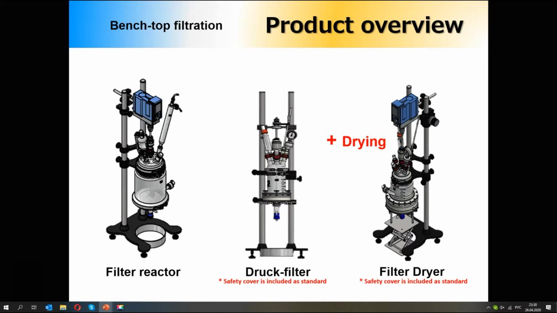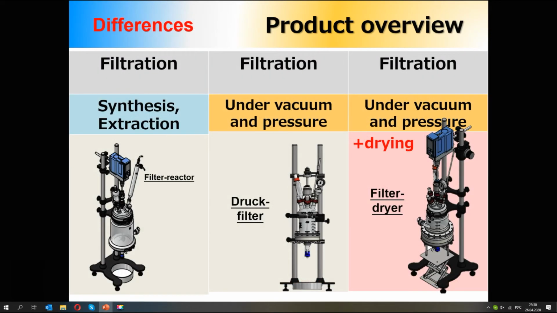And so the third type of equipment is the filter dryer, which actually is the combination of the Druck filter and the heated bottom. But we will talk about this later in the presentation in detail. So these three types of equipment can be used for different kinds of applications.